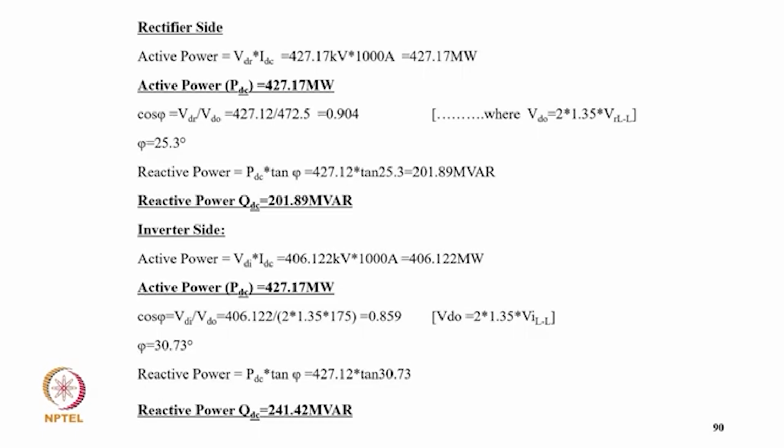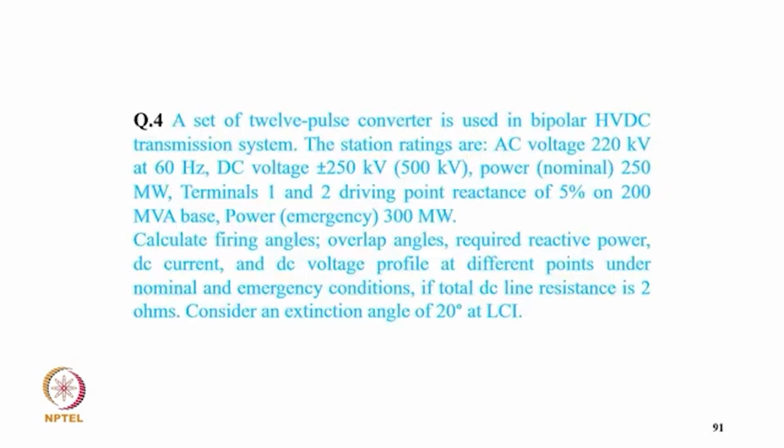Now on the inverter side, the active power is VDI into IDC, so putting the values it comes to 406.12 megawatt, and cos phi is VDI upon VD0, so it comes to typically 0.859. Putting in the value of VD0, phi equals 30.73 degrees. So the reactive power is PDC into tan phi, which comes to typically 241.42 MVAR.